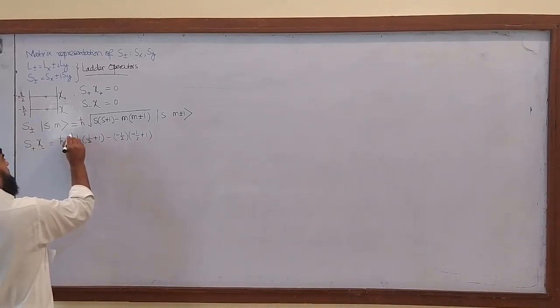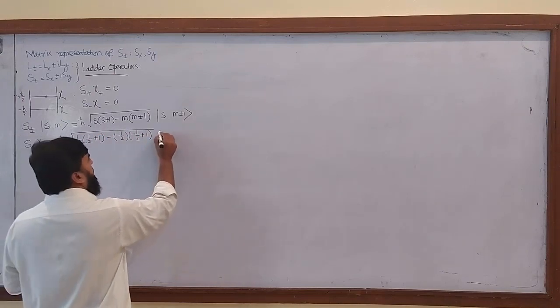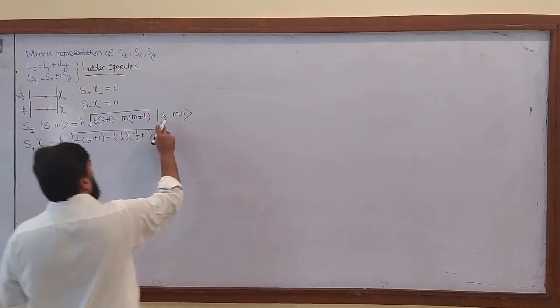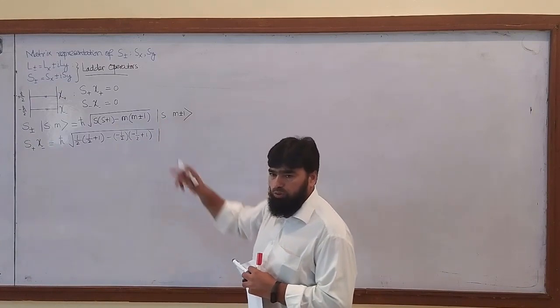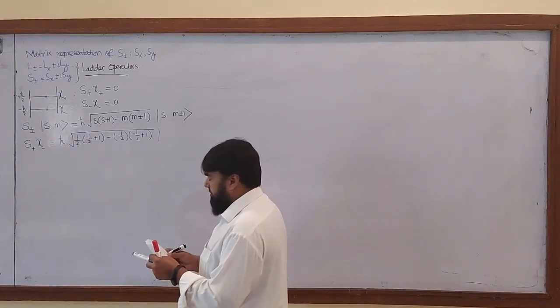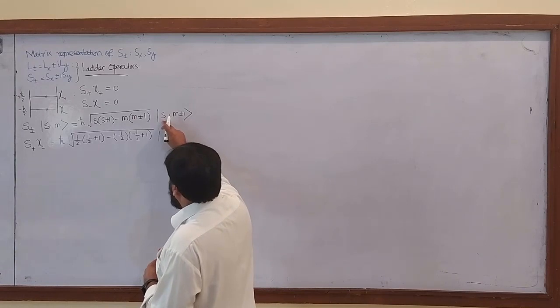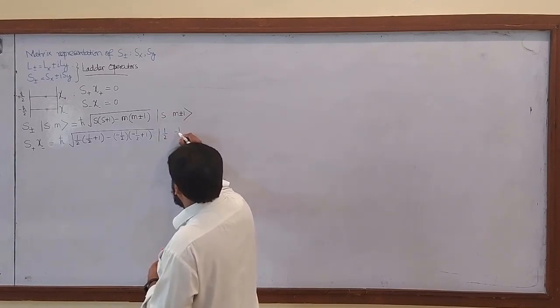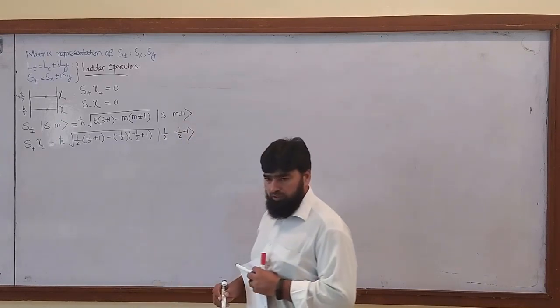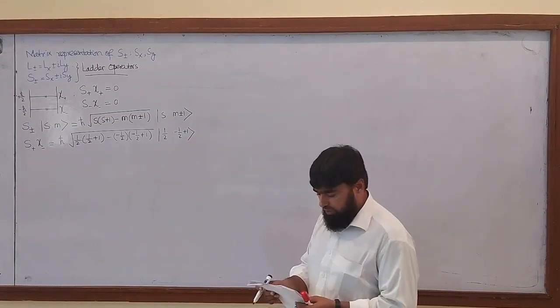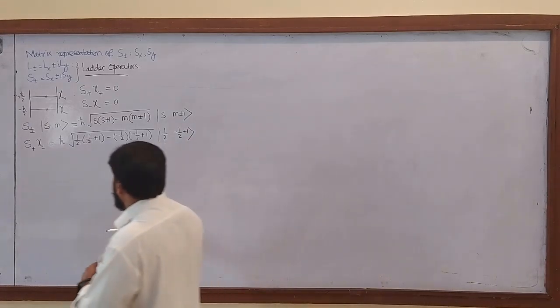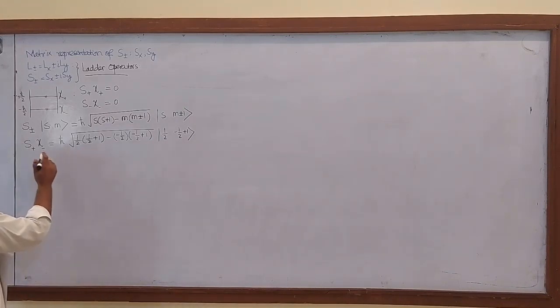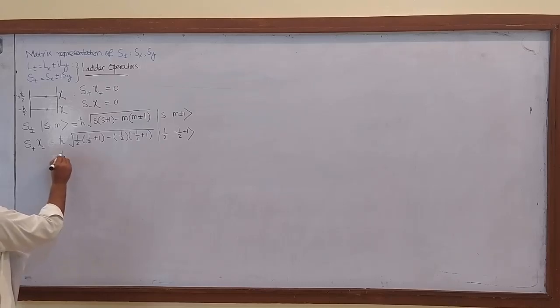And then this is under the square root. And here I will write s, and s is equal to half. So s is half, while m is minus half, plus 1. Right? Is this clear? So put the calculation in, and we will have this thing equal to h bar.